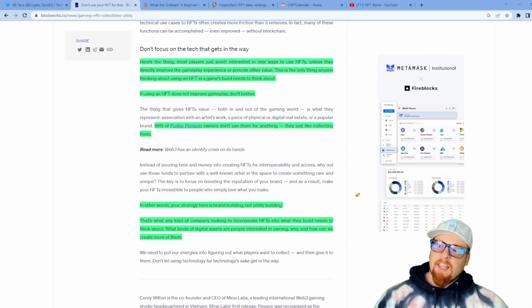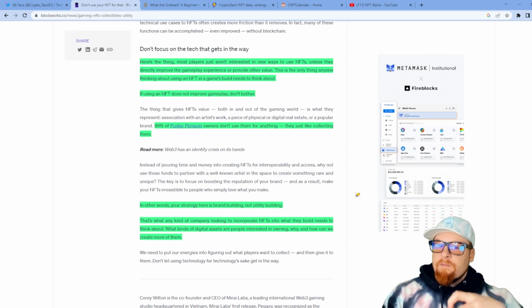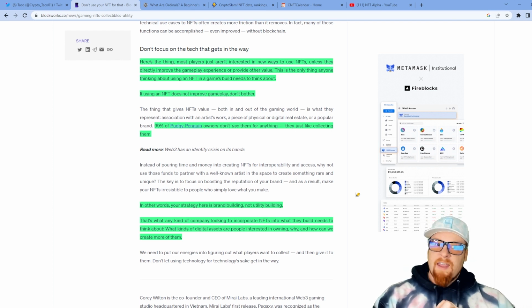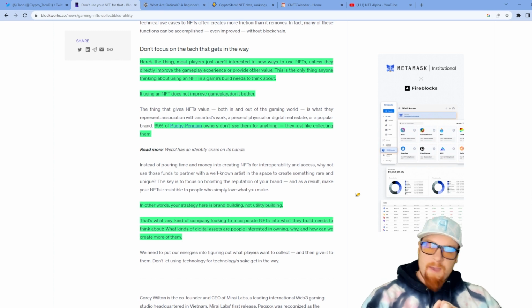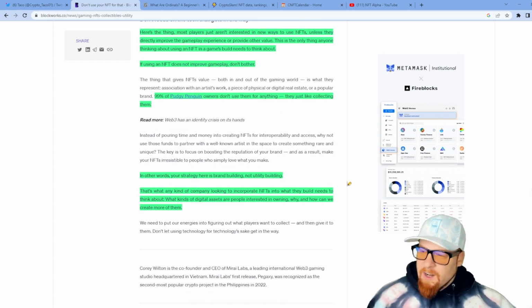They just were able to claim some IRL items, some physical versions of their Pudgy Penguins on Amazon. I would go ahead and say that that's a pretty big utility for the Pudgy Penguins. I don't like this article. I wanted to read it to you guys so you can get furious with me.